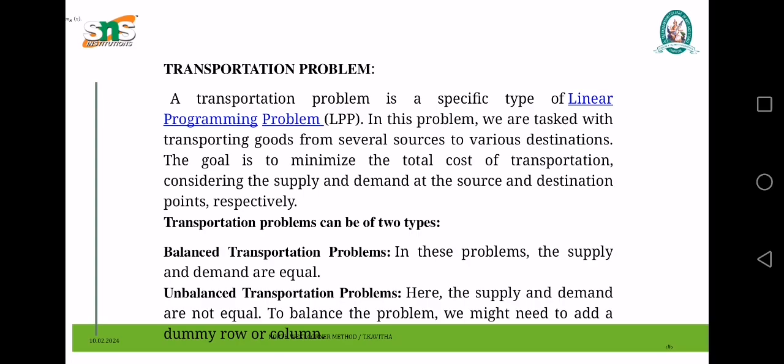points respectively. Transportation problems can be of two types. The first one is the balanced transportation problem, the other one is the unbalanced transportation problem. In a balanced transportation problem, the supply and demand are equal. In an unbalanced transportation problem, the supply and demand are not equal. To balance the problem, we might need to add a dummy row or dummy column.